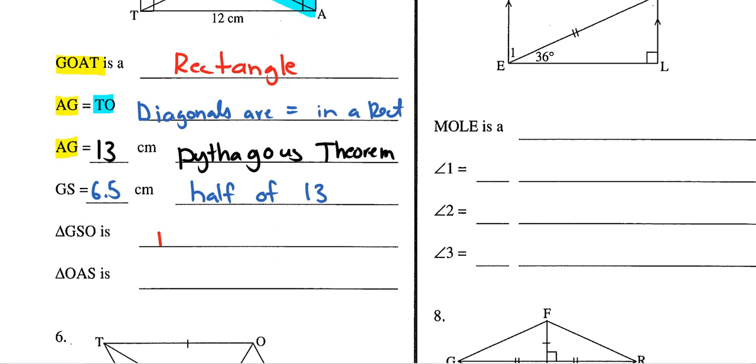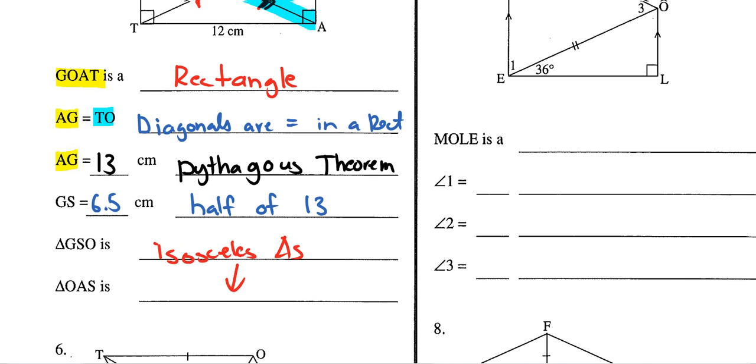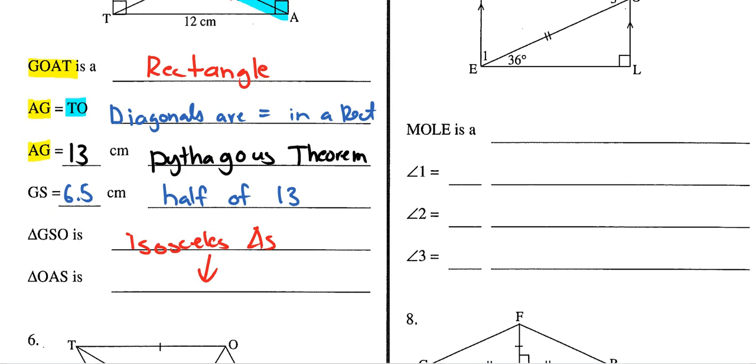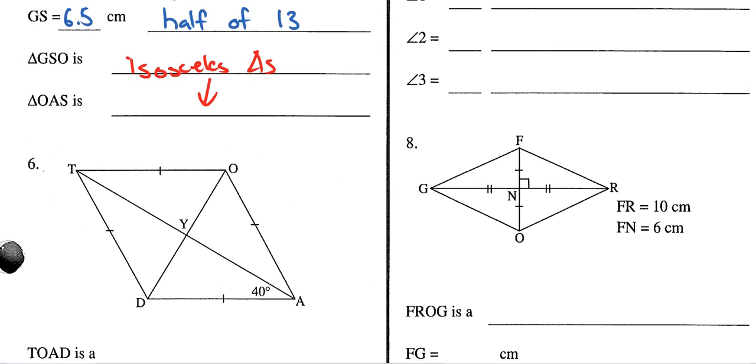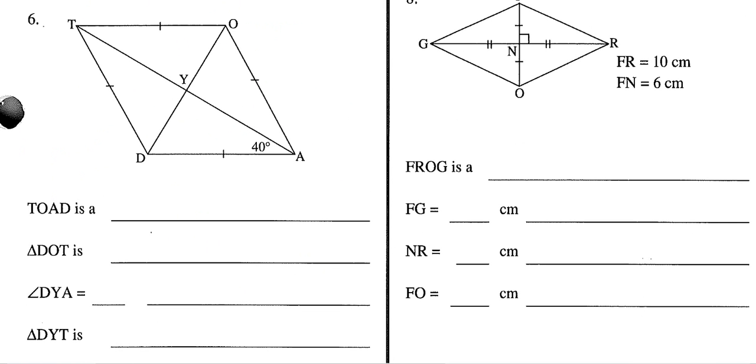So these are all isosceles triangles. Same thing down here. Okay. All right, so take a look at that example one more time if you're having problems with that one. Okay, let's move on to question number 6 here.